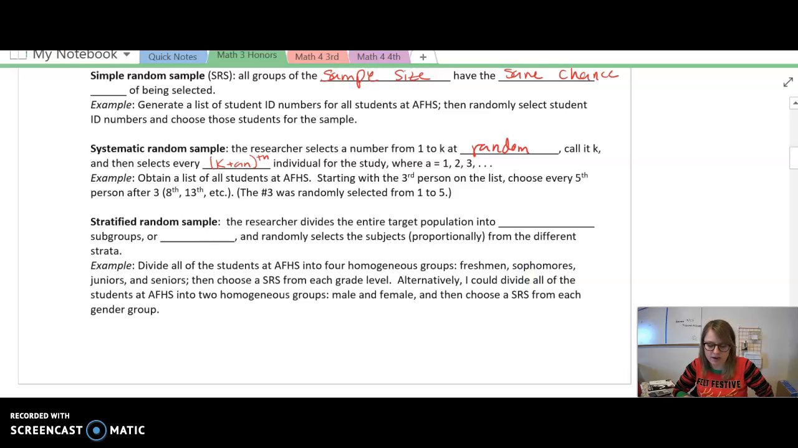Alright, stratified random sample. So the researcher divides the entire target population into homogeneous subgroups, or strata is another word for it, and randomly selects the subjects proportionally from the different strata. So we're going to divide all the students at AFHS into 4 homogeneous groups. We have freshmen, sophomores, juniors, and seniors, and we're going to choose an SRS from each grade level. So that's how I could find them. And we could even do even more homogeneous groups with male and female within the grade levels.